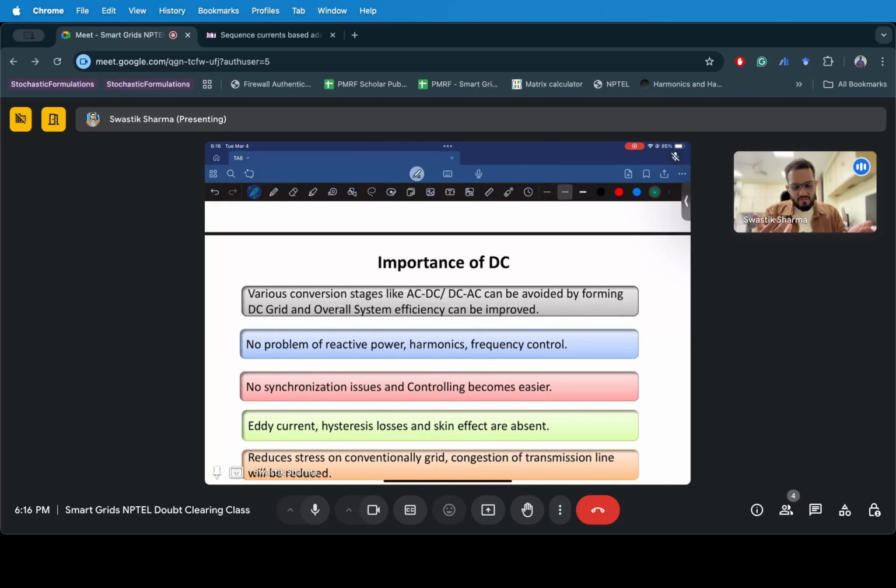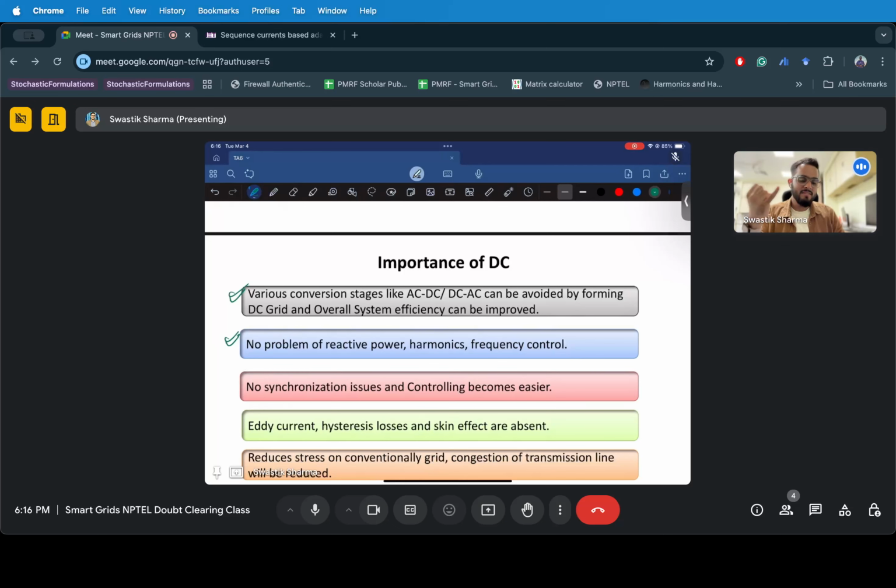So because of this, it increases the overall cost of the system and it increases losses as well, right? So this is what it talks about here. If you have DC, you will remove all of these conversion stages from AC to DC and DC to AC, and you will be able to increase the overall system efficiency. Because there is no concept of reactive power, harmonics, or frequency, etc. in DC, you don't have to have any problems related to that.